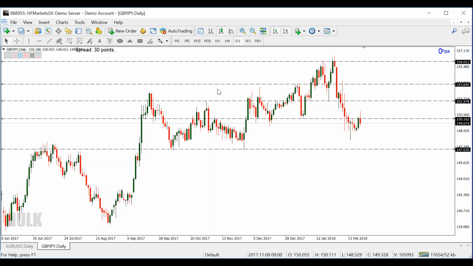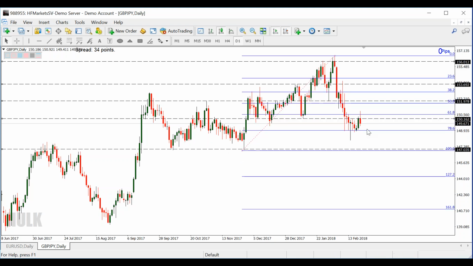Yang saya ajar support resistance sebelum ni, siapa yang miss webinar. This is how I draw support resistance. So I see from low here to high and then it's coming back again. So apa I buat, I boleh tarik Fibonacci from low to high and I can see what happened is price reject 78.6.